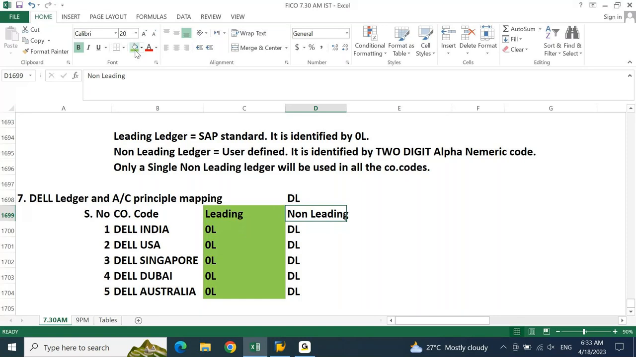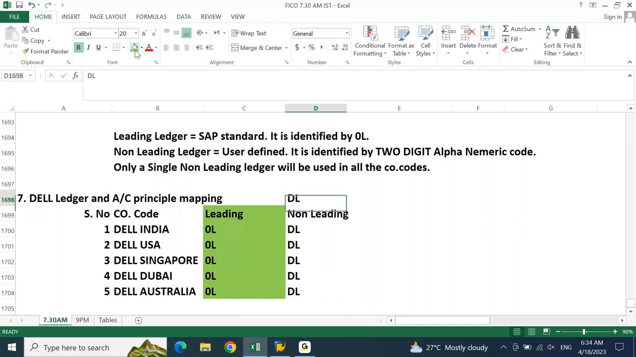No, sir. Right, in India you may be using Indian Companies Act, in US you may be using US GAAP, in Singapore you may be using Singapore accounting standards, Dubai you may be using Dubai accounting standards, Australia you may be using Australian accounting standards. Accounting principle is different in each of these countries or company codes, but still we are using same ledger. How you are going to differentiate that for this particular country there will be a different accounting principle?